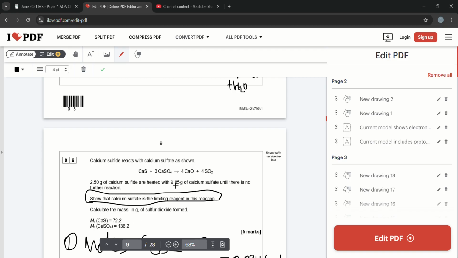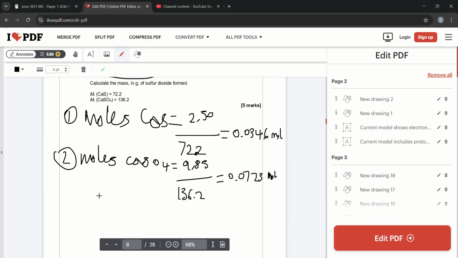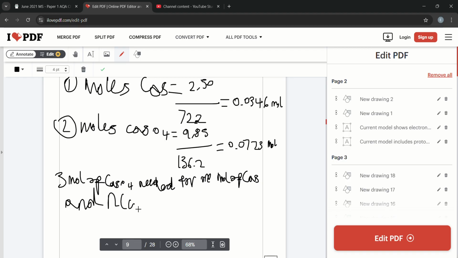Show that calcium sulfate is the limiting reagent of this reaction. We know it's a 1 to 3 molar ratio, so therefore we know there's 3 moles of CaSO4 needed for 1 mole of CaS, and the number of moles of CaSO4 is not 3 times the number of moles of CaS.